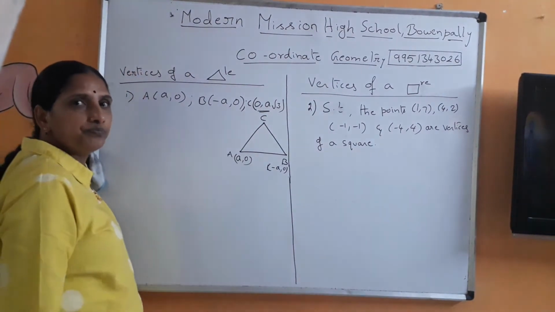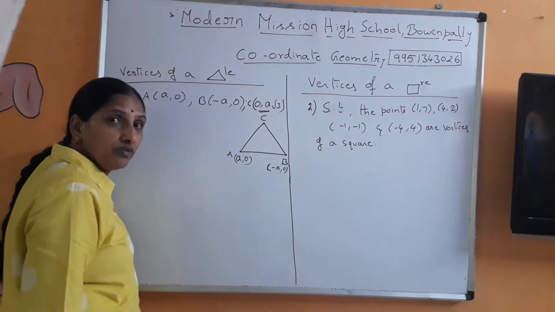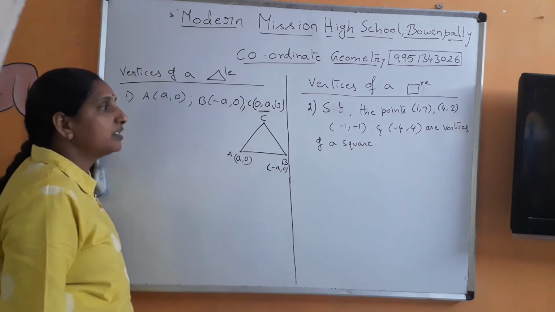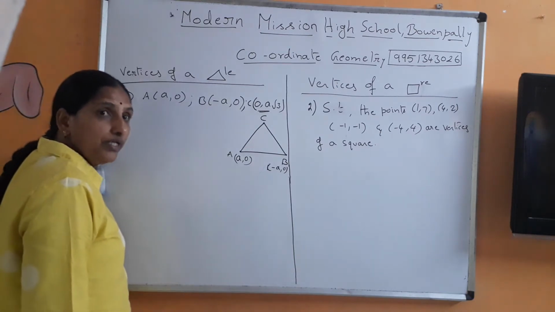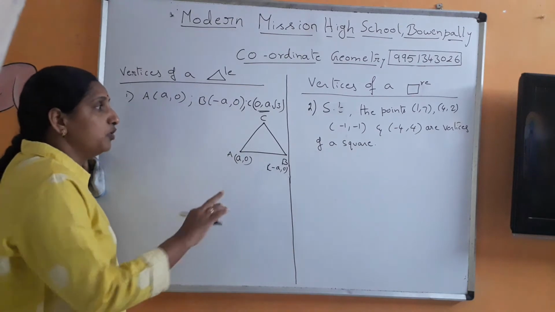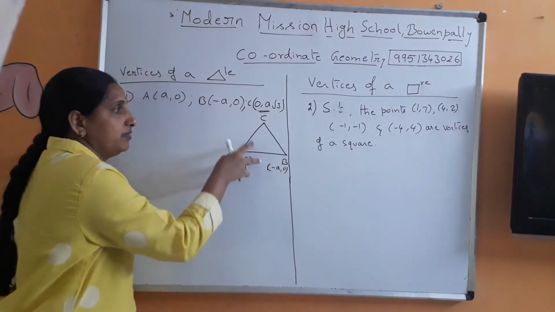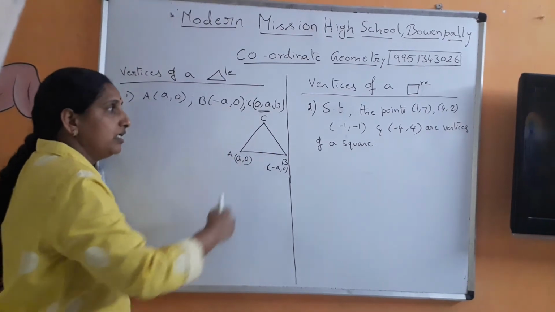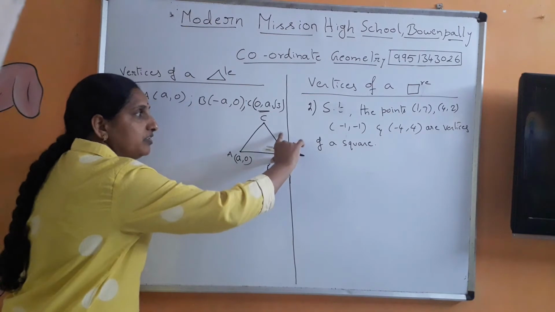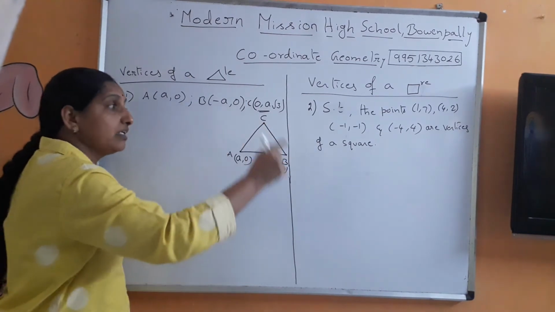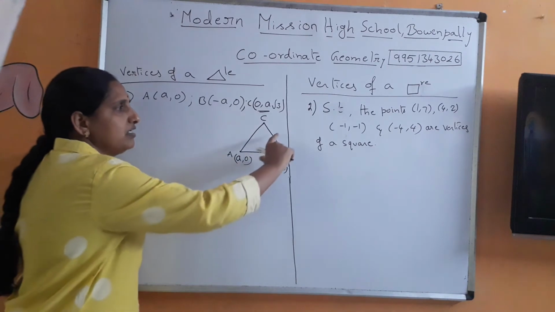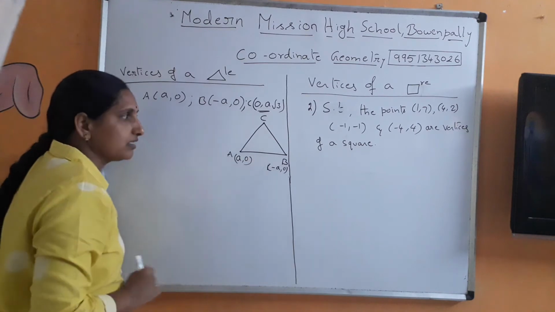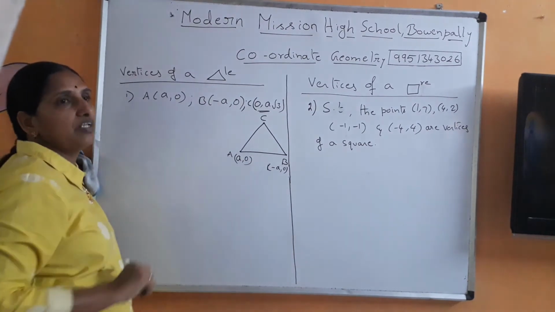How to prove it? For this, we need to go with one of the properties of the sides of a triangle. You have learnt in earlier classes that the sum of any two sides is always greater than the third side. So simply, the sum of the lengths of two sides is greater than the length of the third side. So we are going to verify that.